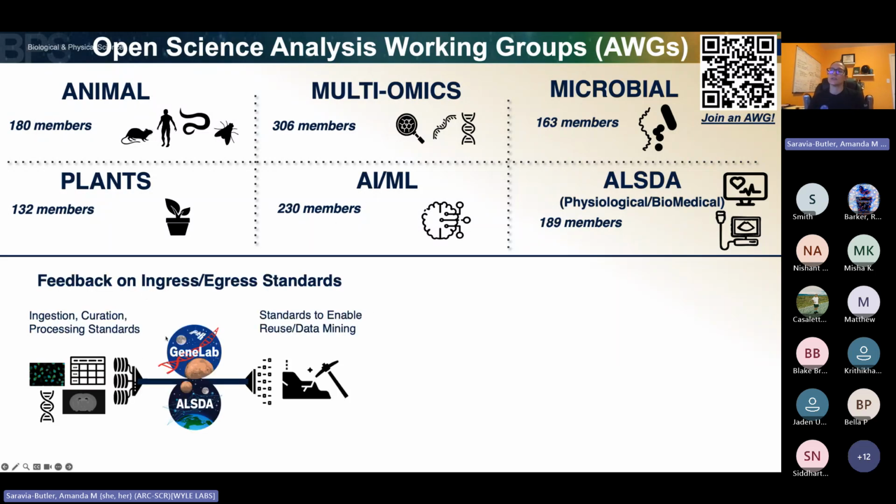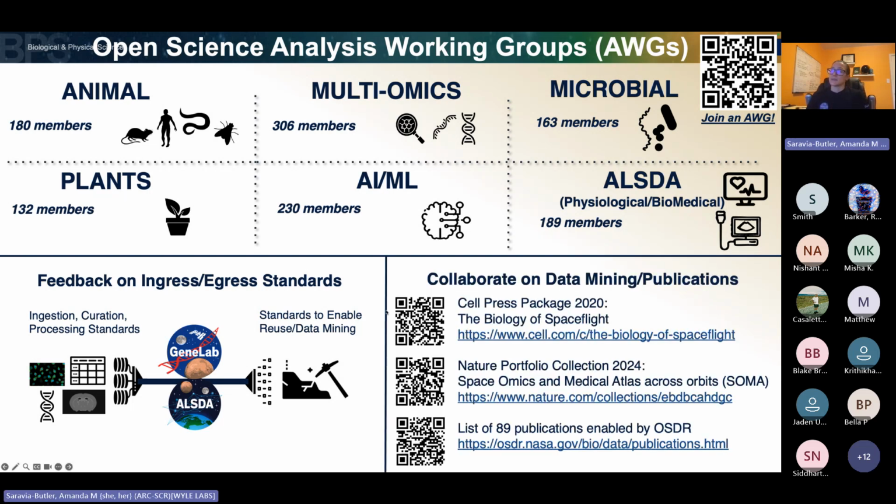What these groups do is give us feedback on our ingress and egress standards. So how we ingest data and how we display data on our repository, to help make sure that these data sets are standardized, consistent with specific subject matters, and also easy to find and reuse. Ultimately they work together to generate new knowledge, and they publish on that knowledge. So here are some different QR codes pointing to different publications that were generated.